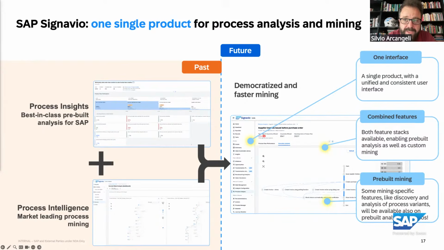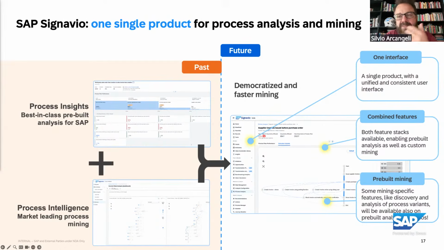Third point, which is very important and very impactful in my view, is that some of the features that previously were available only in Process Intelligence, like for example the spaghetti diagram and the Variant Explorer, we are adding them also on the Process Insights stack, so on the cheap and quick thing to consume.